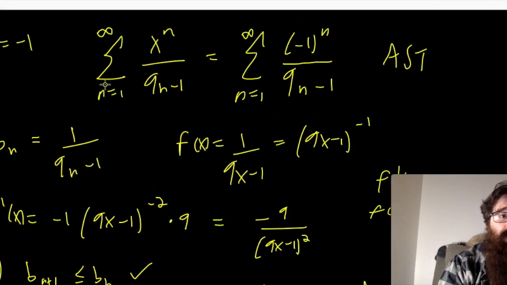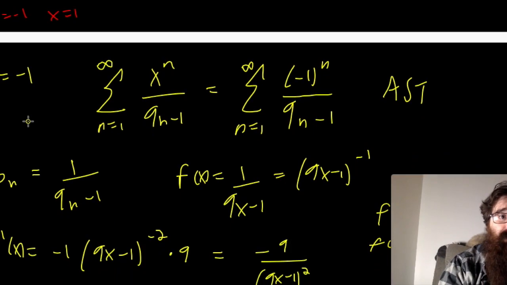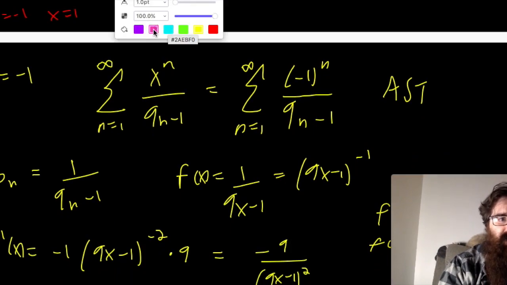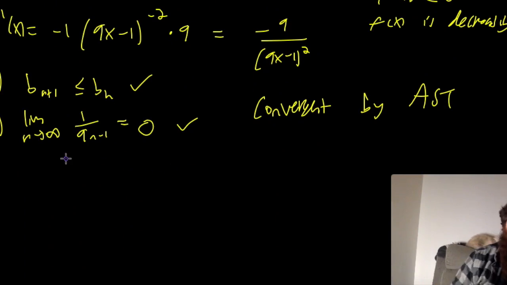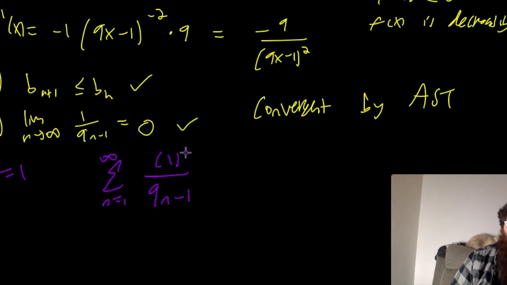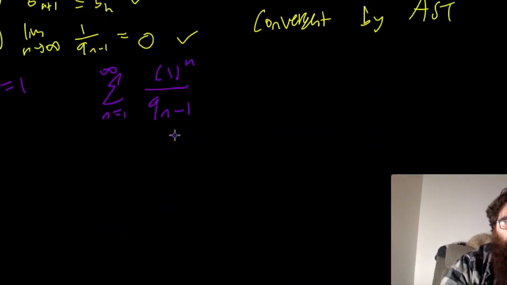But now I want to go through the same process to take a look at x equals +1. And I'll do this in a different color just so it stands out a bit. We like purple. So now I want to look at x equals +1. So this is going to be the sum from n equals 1 to infinity of x to the n over 9n minus 1, but now x is +1, so 1 to the n. So imagine going here and plugging in 1 for x, 1 to the n over 9n minus 1.